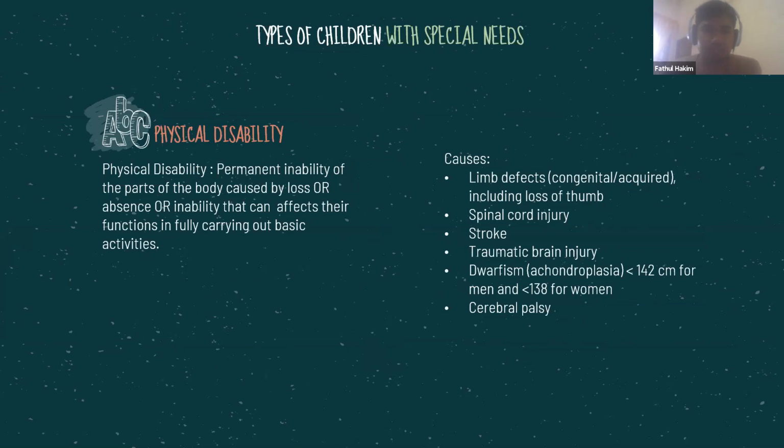Physical disability is defined as permanent inability of a part of the body caused by loss or absence or inability that can affect their function in fully carrying out basic activity, such as limb defect, either congenital or acquired, including loss of tongue, and there is spinal cord injury, stroke, traumatic brain injury, dwarfism. Dwarfism is defined as less than 142 centimeters for men and 138 for women. And the most common one for physical disability is cerebral palsy.